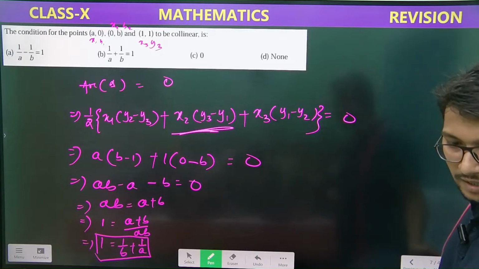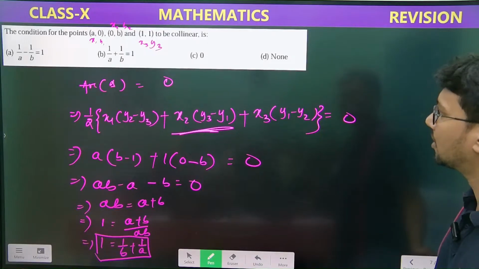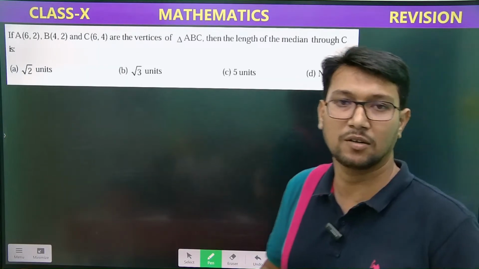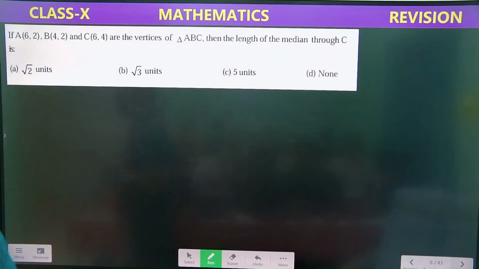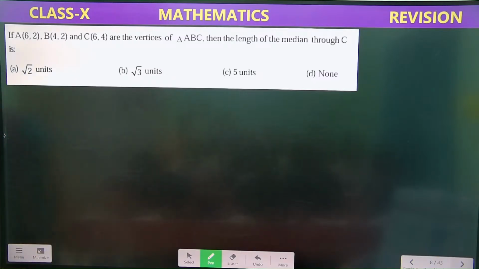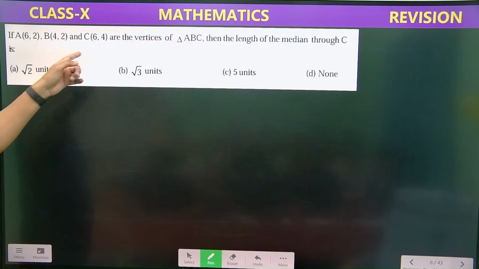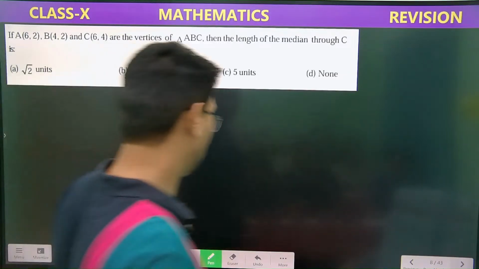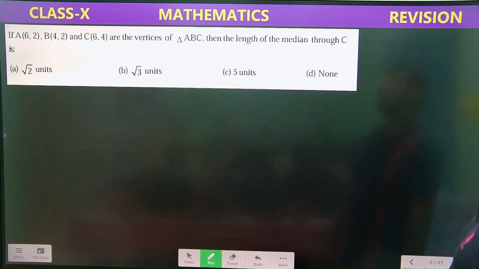Ready now everyone? Next question. It is from which chapter? Coordinate geometry. Solve the question. Only a few questions are over, 7 questions. Finish quickly, as long questions are taking time.